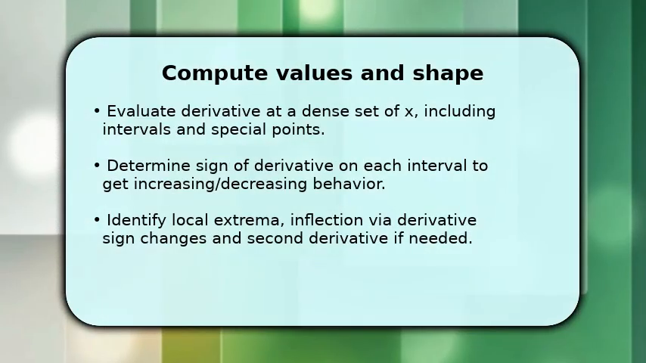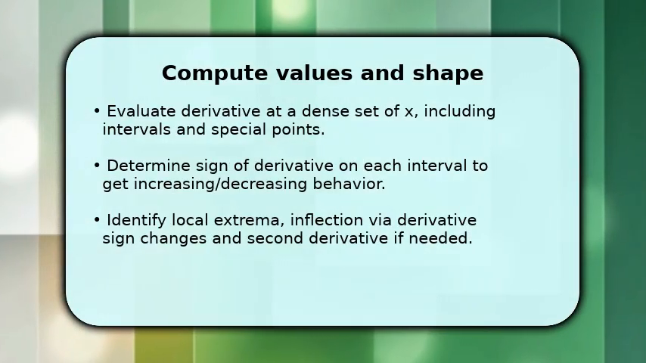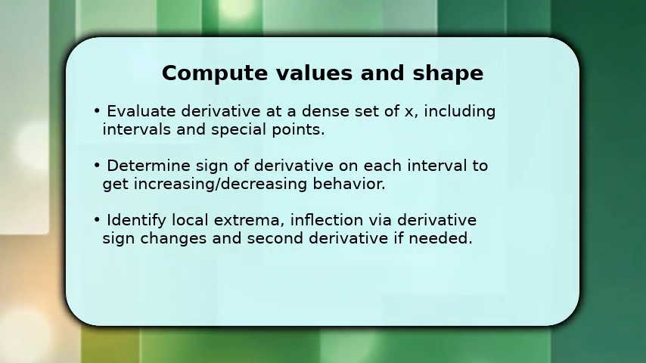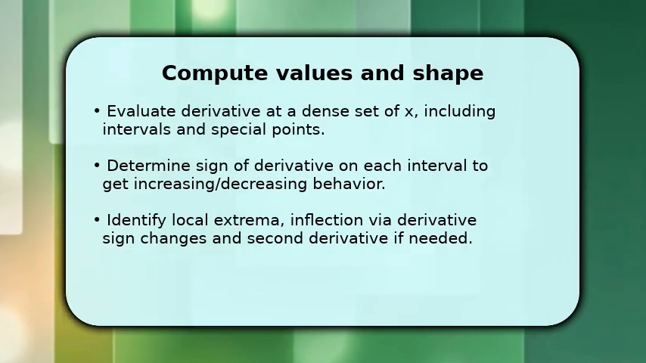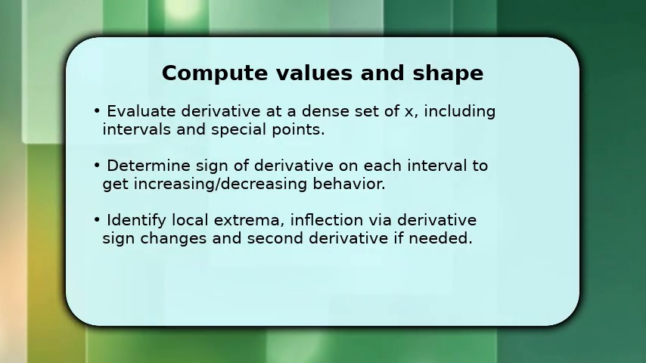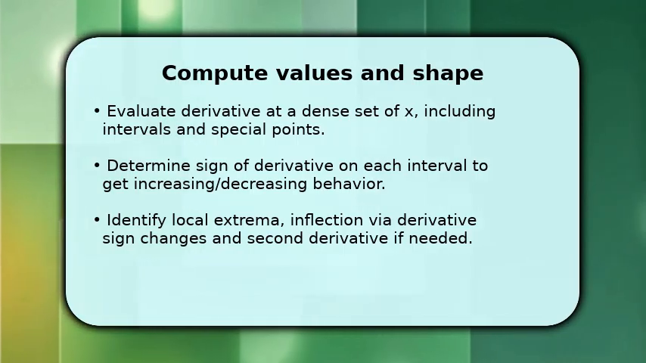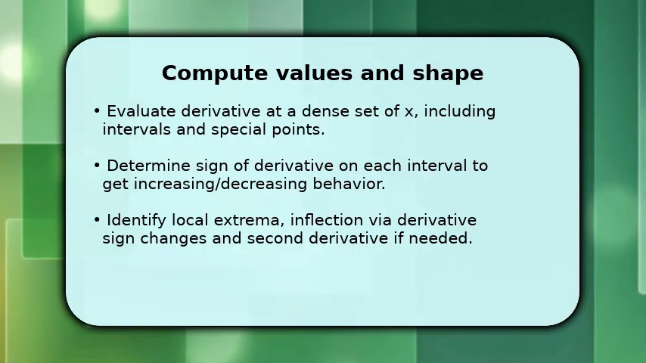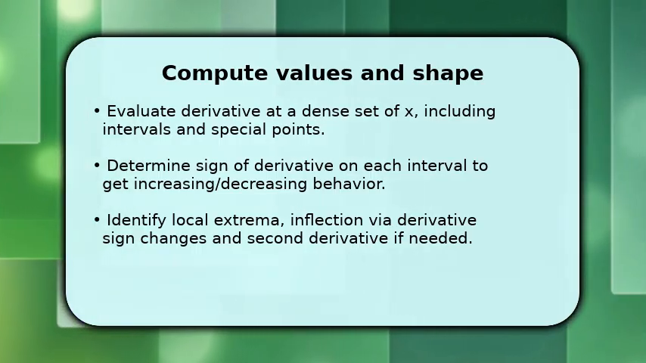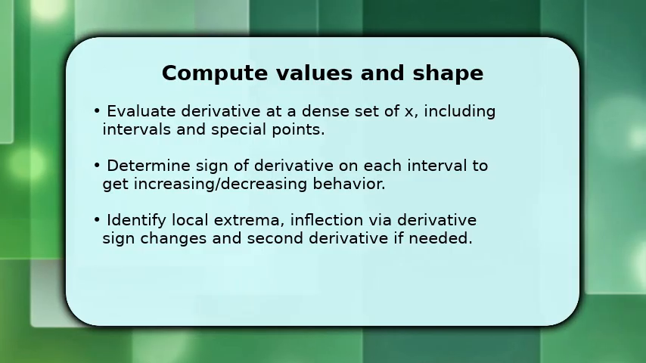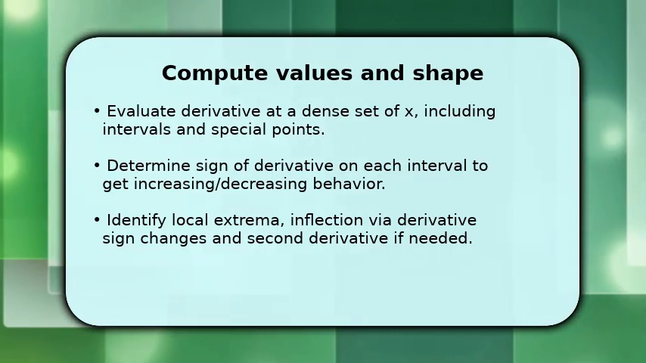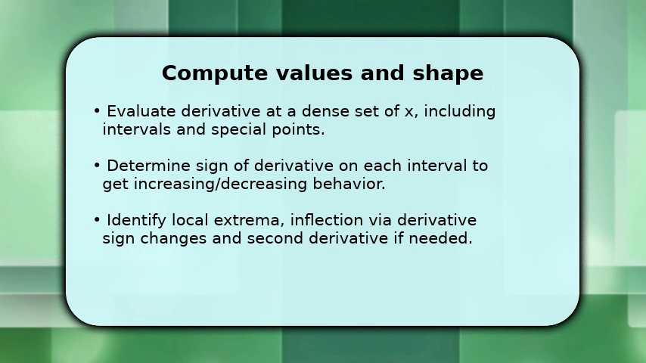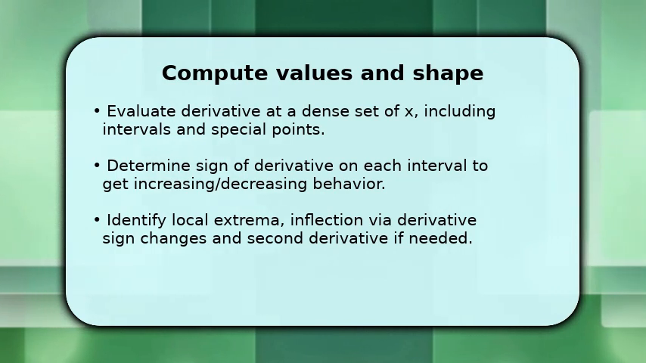Now sample the derivative across the domain. Plug into your derivative formula to compute exact slopes at roots, endpoints, and a dense grid of x, so you capture behavior between special points. Once done, analyze sign on each interval to know where the original increases or decreases, and observe slope magnitude to infer steepness. Make sure to locate zeros of the derivative for local extrema and sign changes for inflection. This collection of points and signs dictates the derivative curve's overall shape.